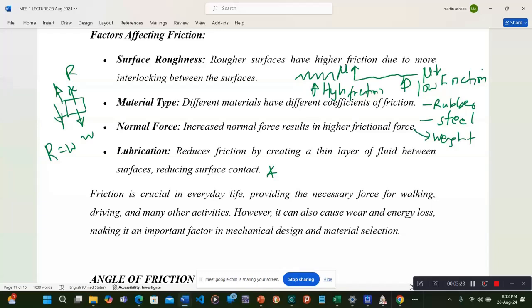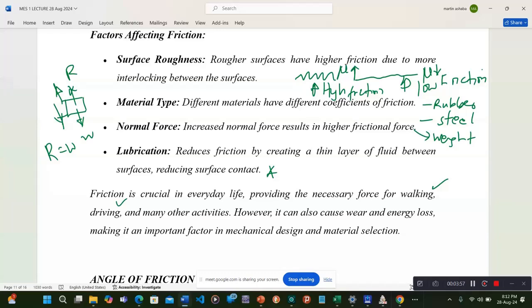Then friction is crucial in everyday life, providing the necessary force for walking. If they ask you the functions of friction: for driving and many other activities. Of course, if there wasn't friction between your pen and the paper, then you wouldn't be able to write. So friction also helps us to write, helps us to drive, helps us to walk, helps bicycles to move.